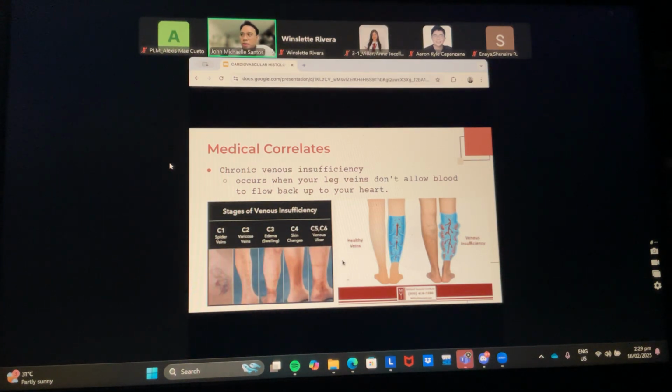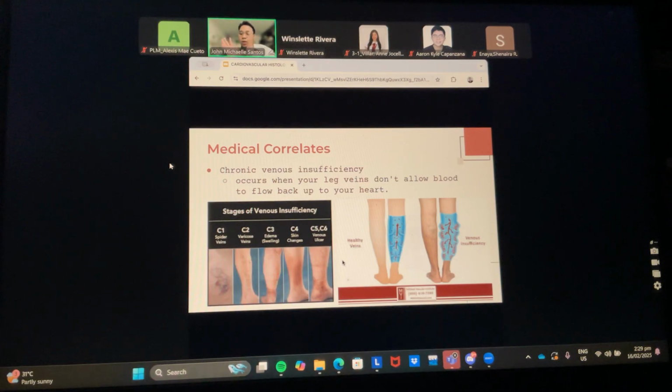So ano yung management namin dito? Initially, we give compression stockings. Yung compression stockings para lang siyang masikip na medyas para matulungan yung flow of blood to the heart.